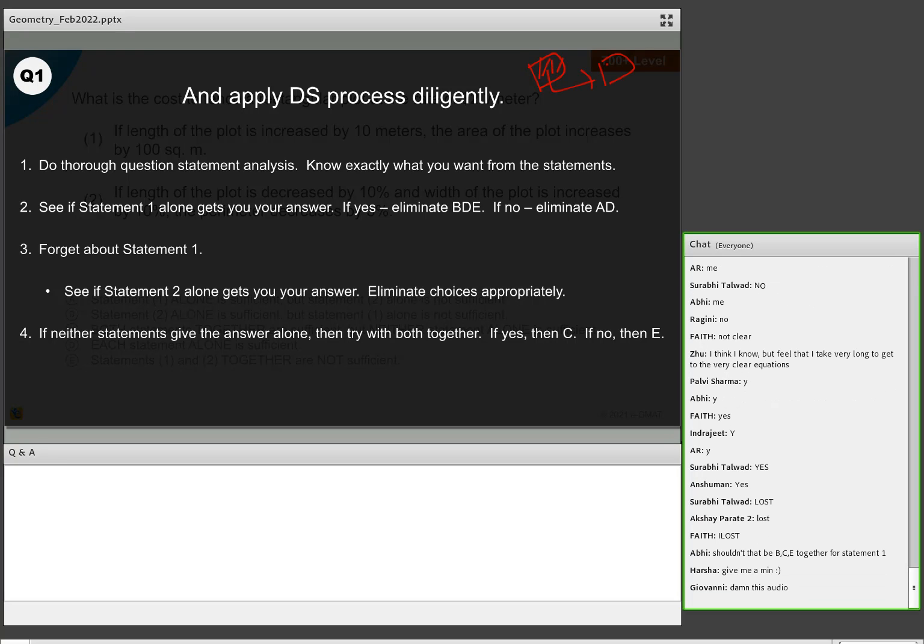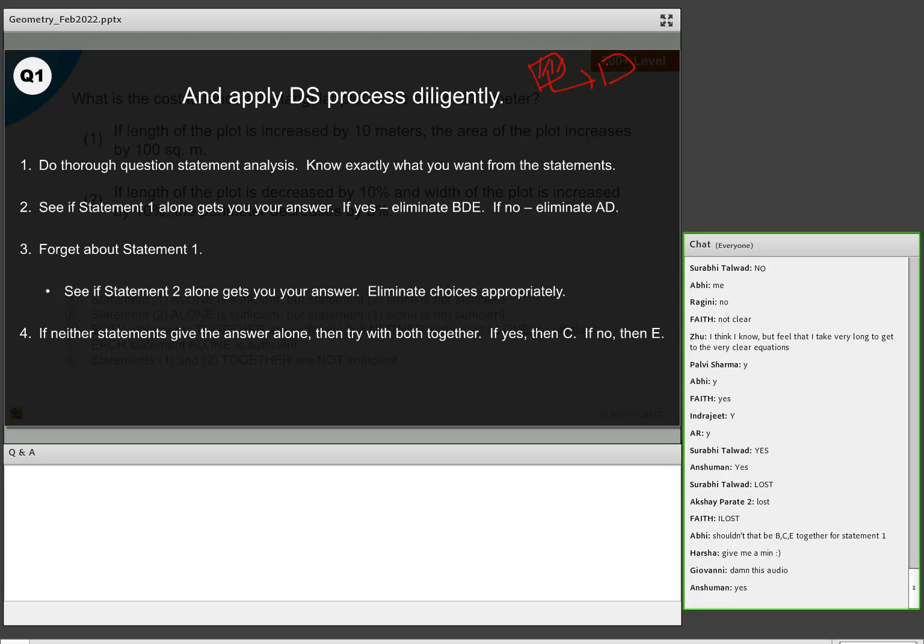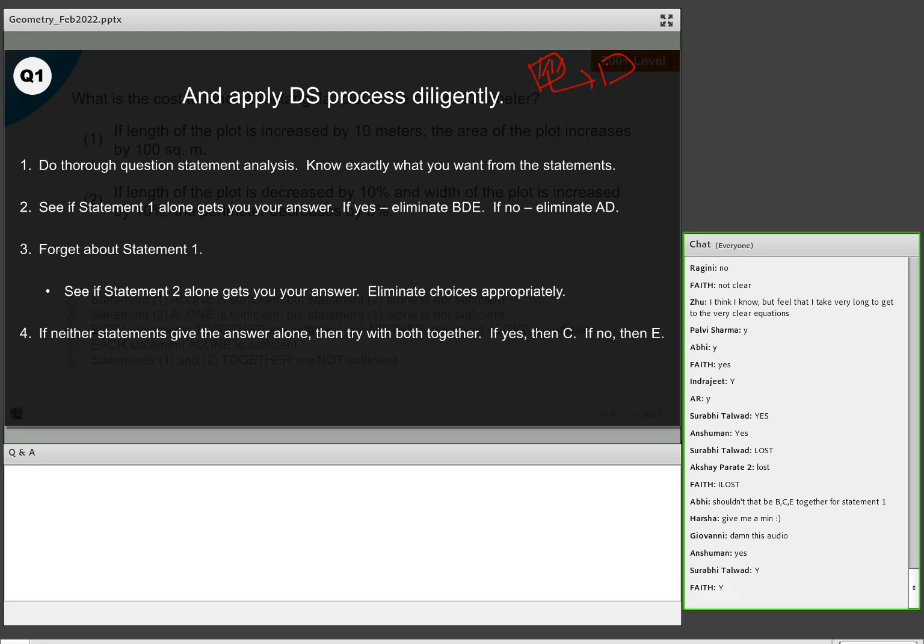So here is a DS process for those of you who are a little confused about how to go about data sufficiency. Pay attention, it's important. The first important aspect I want you to remember is, in any DS question, don't jump directly to the statement. The question is giving you some information. First, process and analyze everything you get from the question. Try to identify what it is you need to do. That's the first aspect.